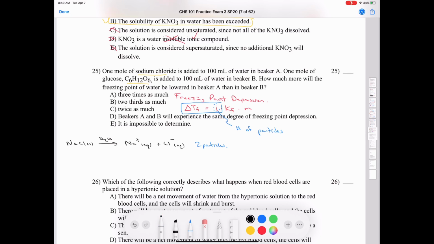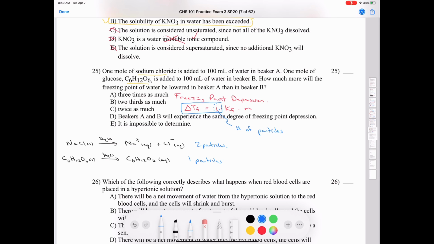If I try the same thing with glucose, C6H12O6, glucose is a covalent compound. So when I put that in water, it's just going to dissolve in the water. And it's not going to ionize because it's completely made of nonmetals. So I'm just going to end up with this. So there's only 1 particle.